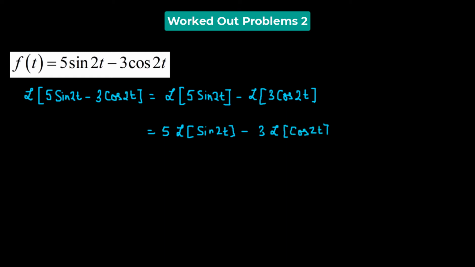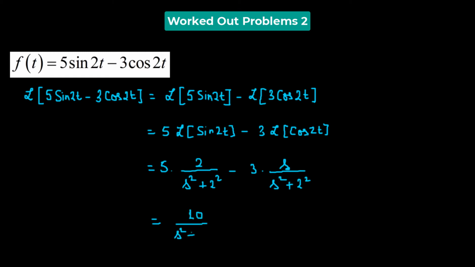So 5 times the Laplace transform of the sine function is 2 over s squared plus 2 squared, minus 3 times the Laplace transform of cosine of 2t, which is s divided by s squared plus 2 squared. So we have 5 times 2, which is 10, divided by s squared plus 4, minus 3s divided by s squared plus 4. Or we can simply combine the two fractions as the denominator is the same.